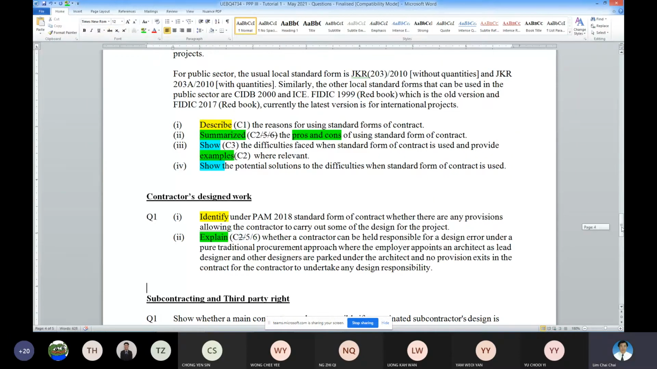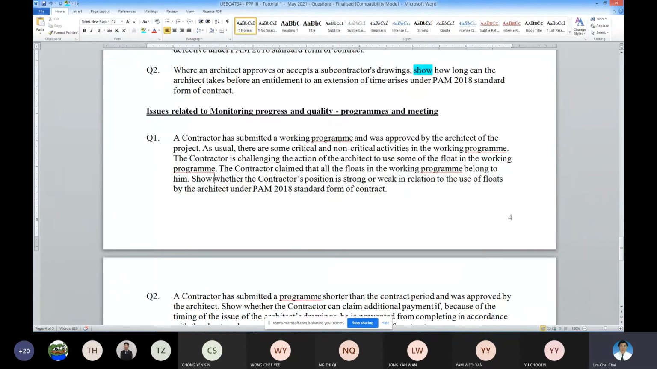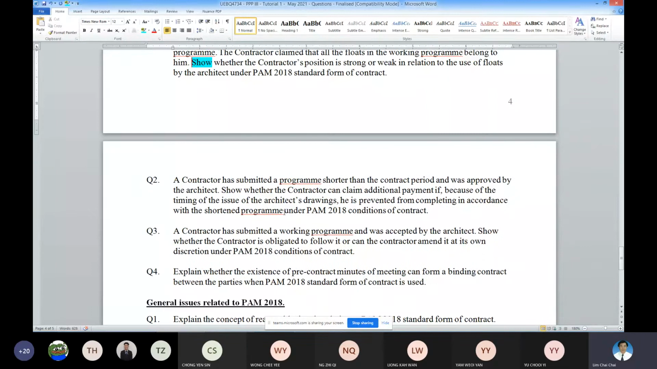And then all these are level 3. Show level 3 is blue color. Okay, so here also show now it's a blue color. So it's all level 3 standard of your depth of your answers. Similarly here, also show whether it's a level 3 requirement. That means higher level than your so-called basic understanding. So same case here also, you need to show. Here also need to show.